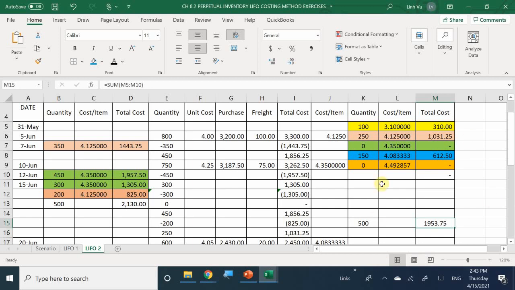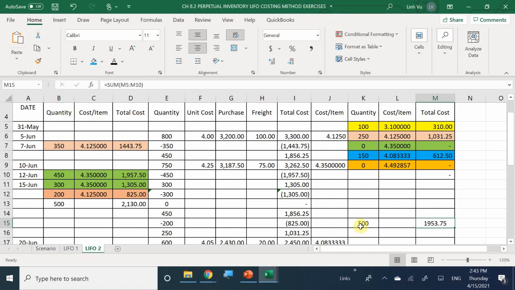We got our ending balance to be 500 units at the end of the given period, and it's going to cost me a grand total of $1953.75. This is very important because when we transfer over to the next worksheet, not saying that we're doing it now, you need to carry over the yellow batch, the peach batch, and the blue batch. All three of those colors.